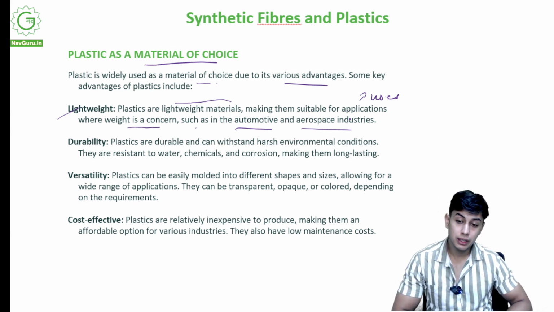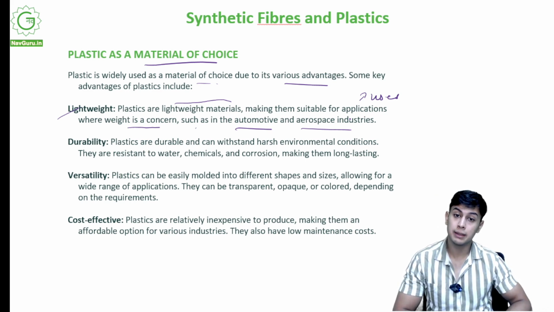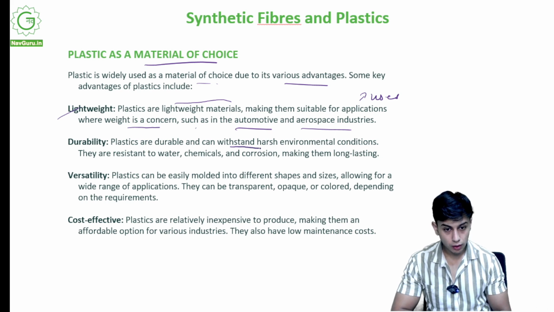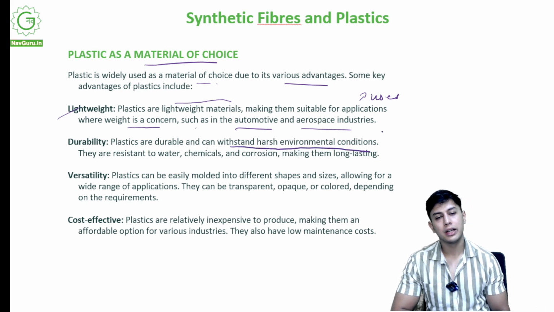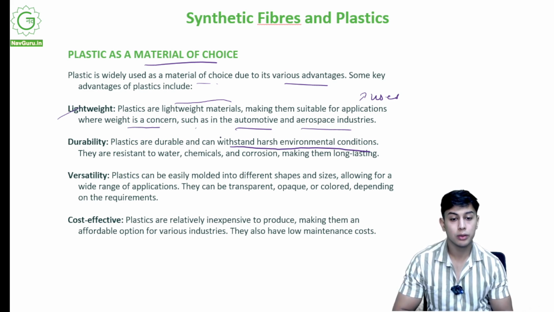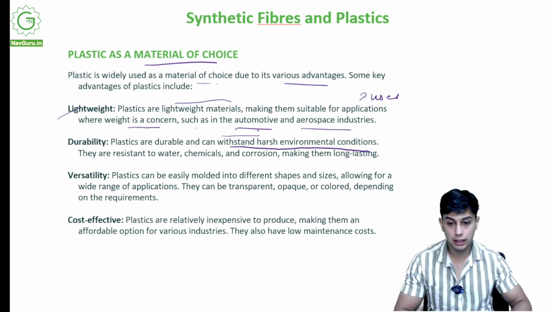Durability. Durability means for a longer period of time. Now plastics are durable. Plastics will take hundreds, even 1,000 years to decompose, but natural material will decompose easily. So plastics are durable and can withstand harsh environmental conditions. No matter wind, air, water, heat, sunlight, whatever, plastics can still withstand and hold after these harsh environmental conditions.